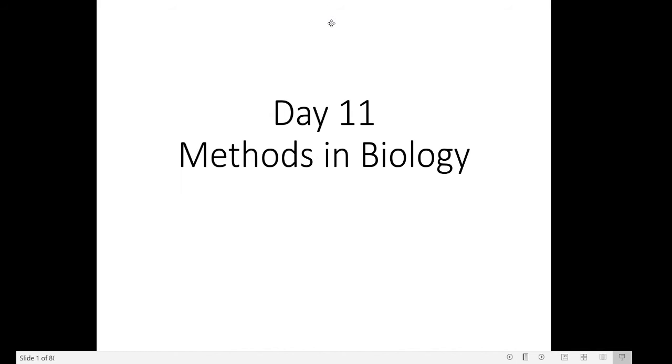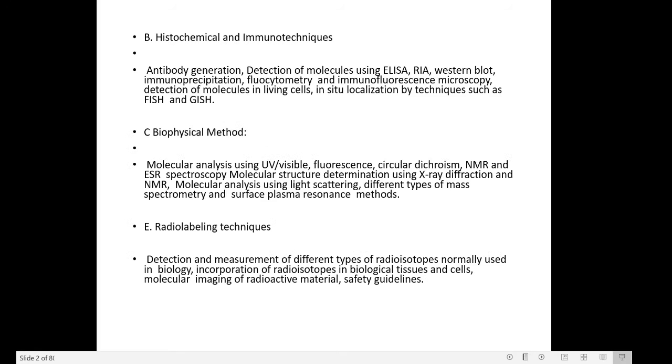Okay, today I'm going to cover the methods in biology. In this topic, previously we discussed molecular biology techniques. In that topic, I missed three subtopics. Some of you asked me to teach those particular small topics, each and every topic they want to understand. So I am just explaining this in this slide. Today, as per the schedule, today's topic is immunological techniques, biophysics techniques, and radio labeling technique.